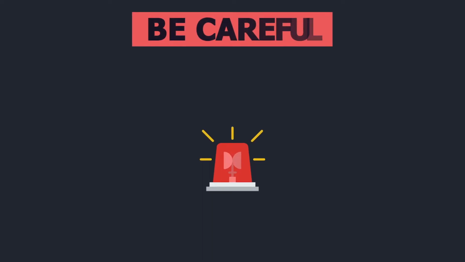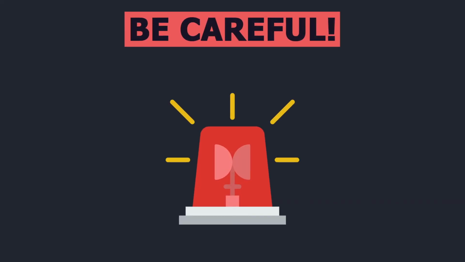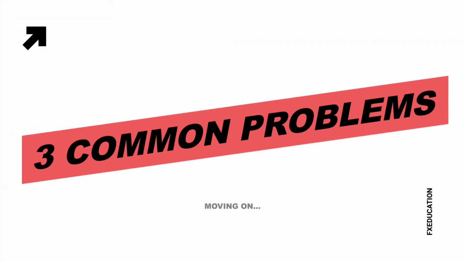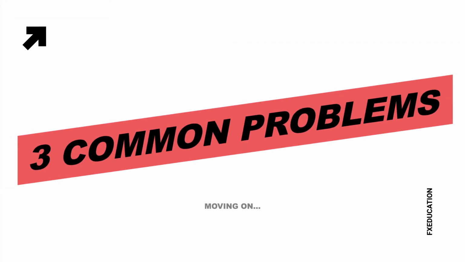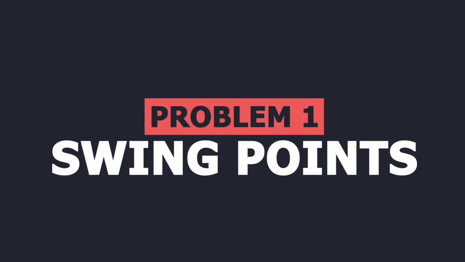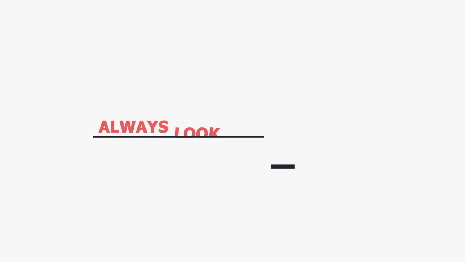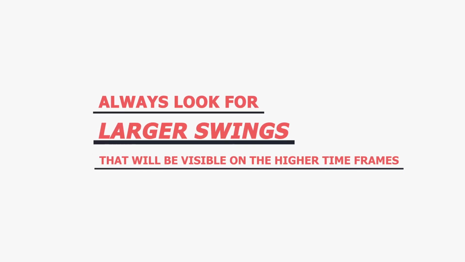Now moving on, an often overlooked topic when other educators cover trading strategies is the common problems that you'll likely face when you begin trading and testing this strategy. With that being said, here are 3 common problems that will damage your profitability when using this strategy. Problem 1, swing points. Make sure when you're identifying swing points in the market, you look for large impulsive swings that will be visible on the higher time frames as well as the time frame that you're trading on.